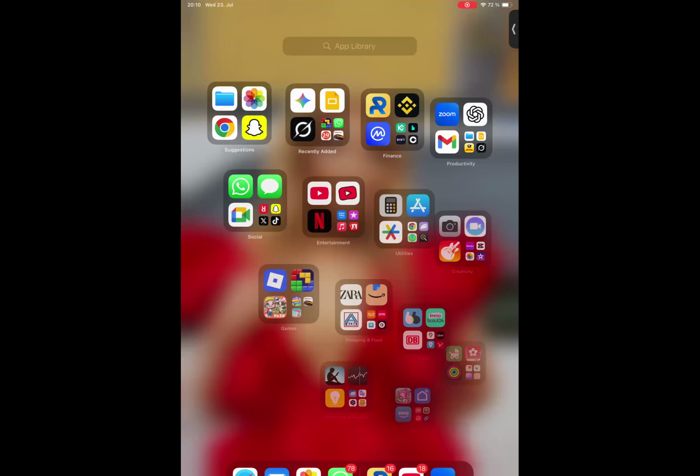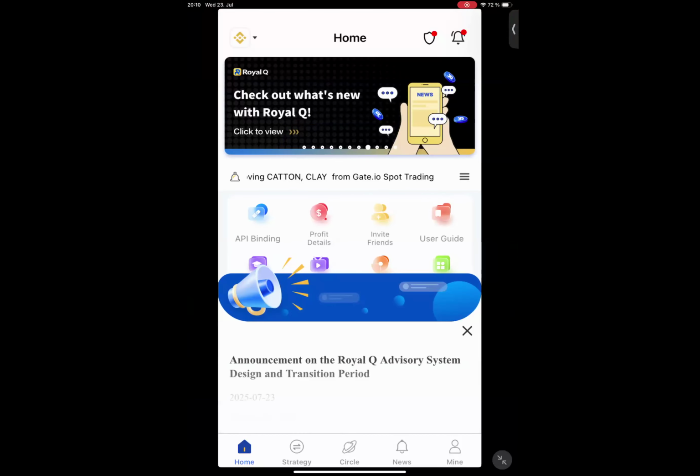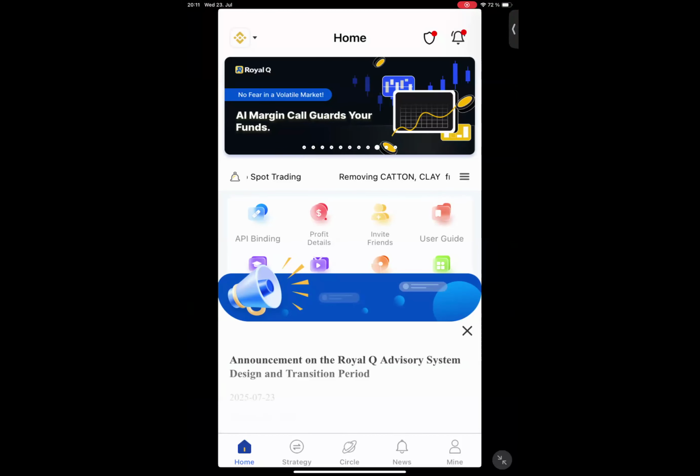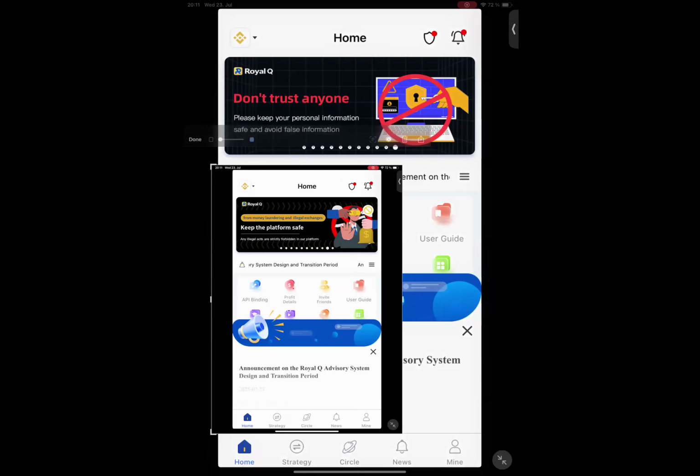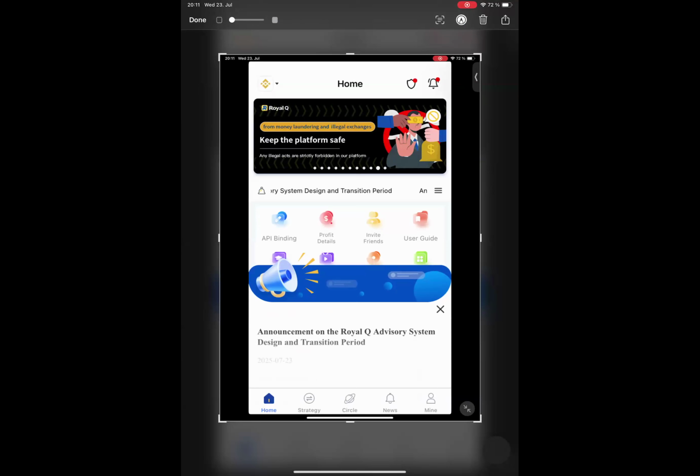All right, so back to business. Today we are going to learn so many things on our RoyalQ app, okay? Now, anytime you log in with your email address and your password, it opens a page like this. It's a very user-friendly app.